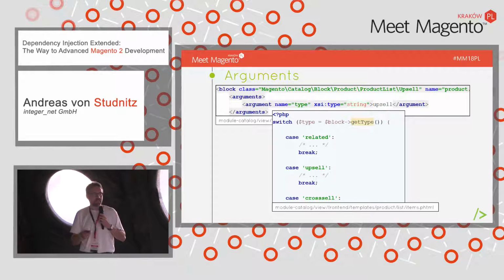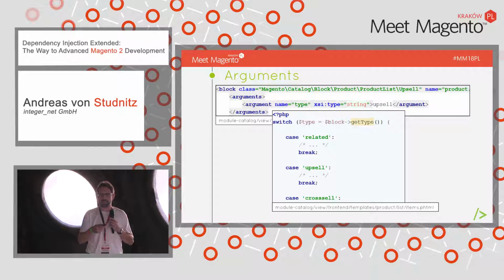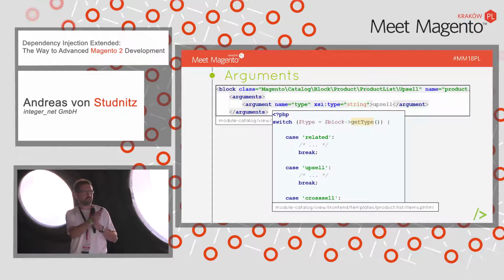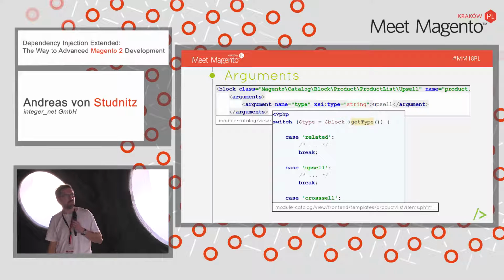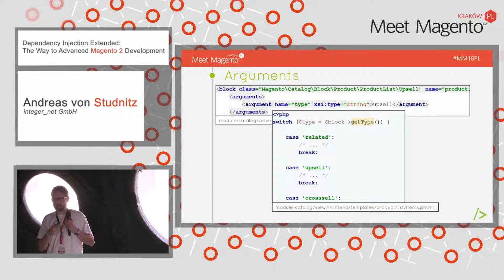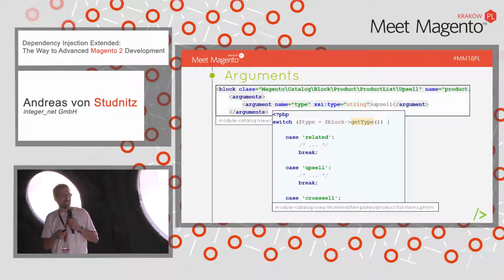So you can do the same thing as we just did in the DI.XML with the layout XML files. So here we have the front-end layout catalog product view XML, and we have an upsell block class, and we are giving an argument. So the argument is the type here, and you can read that type in the class. You don't use the constructor of the block class, but you can use it from the template file, for example, from the PHTML file, or inside the block class.